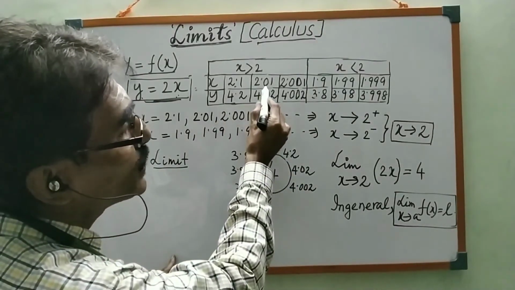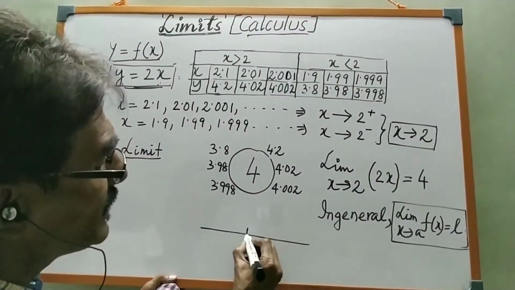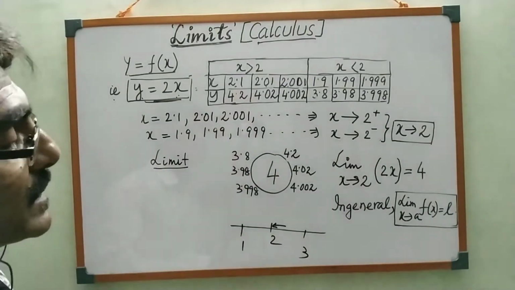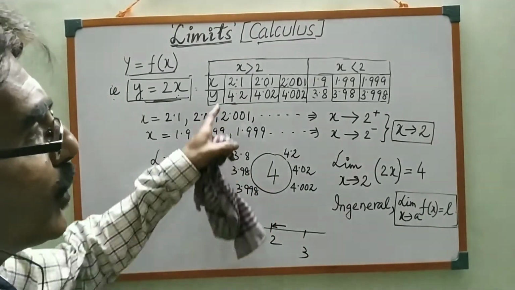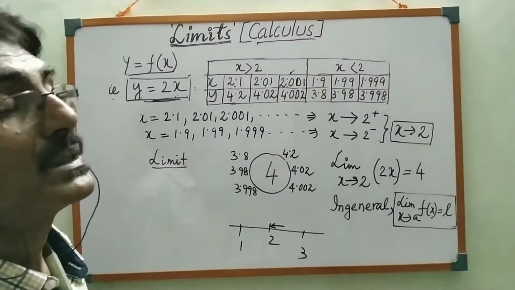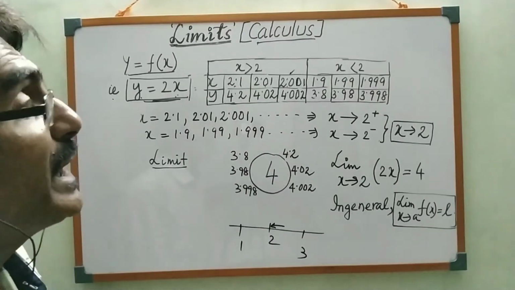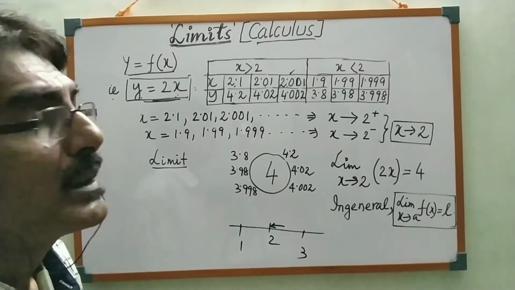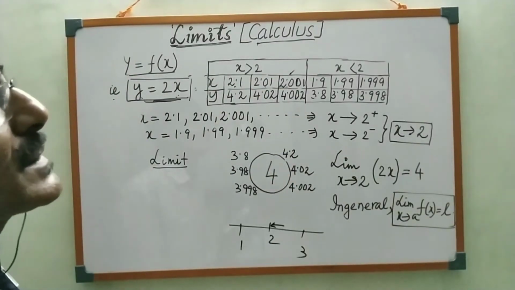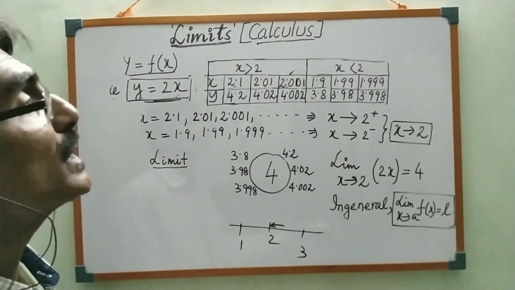Now, 2.1, 2.01 and 2.001 are from the right side of 2. This is a number line; this one is 2, this is 1, this is 3. All the values I consider are closest to 2 from the right-hand side. Out of these three values, if I ask you who is closest to 2, the third value, 2.001, is closest to 2. If I ask you to tell a closer value to 2 than this, say one student answers 2.0001. The value is closer to 2 than this.